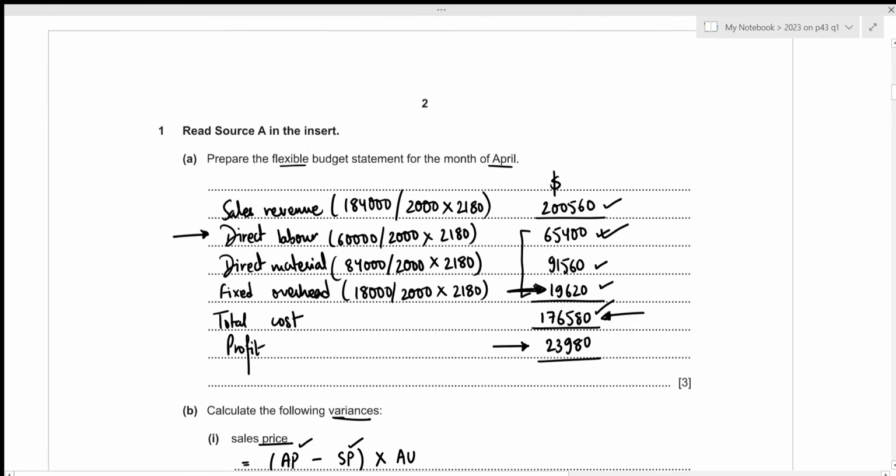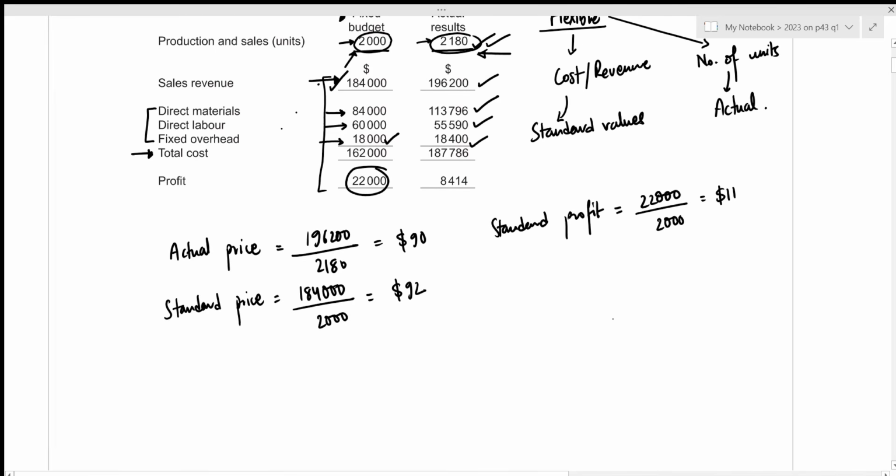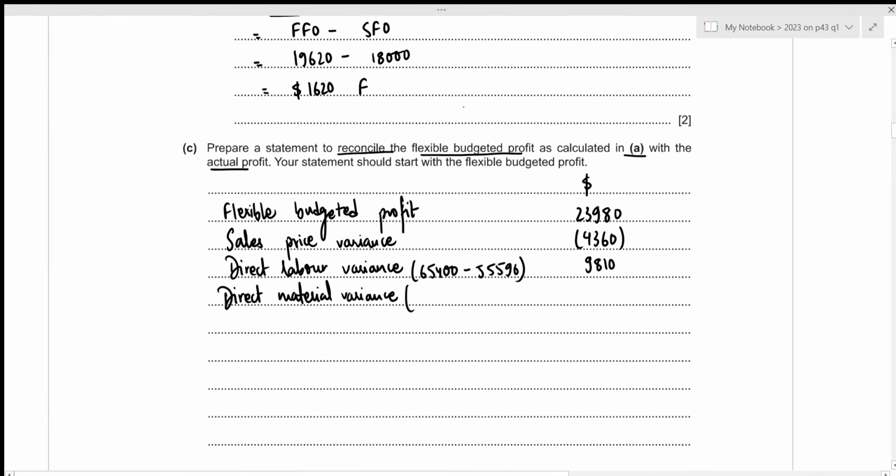And we repeat the same thing for material variance as well. So our flexible value is 91,560 and the actual value is 113,796. So that's 91,560 minus 113,796, which results in a negative value of 22,236, which means that this is of adverse condition.